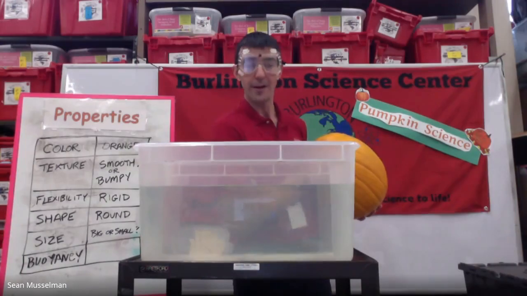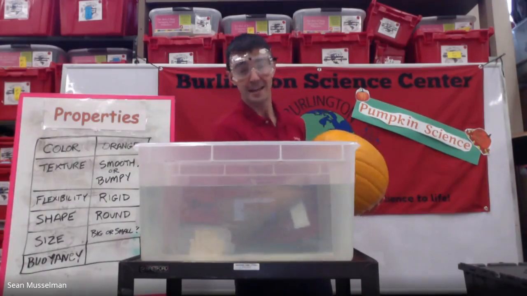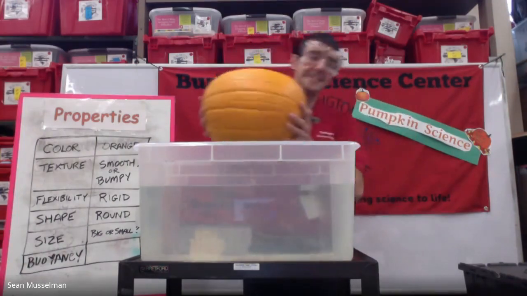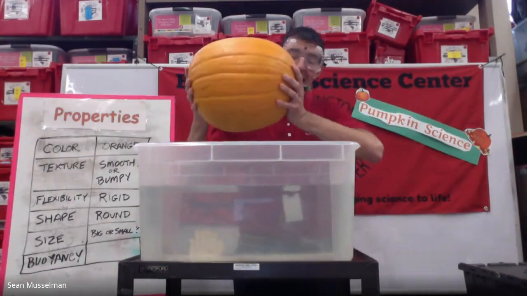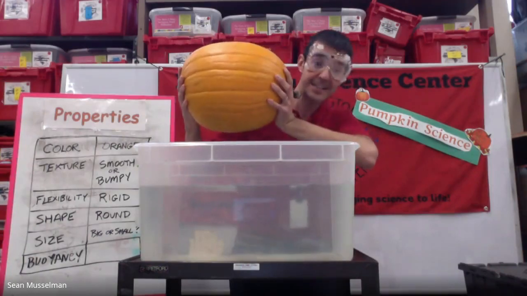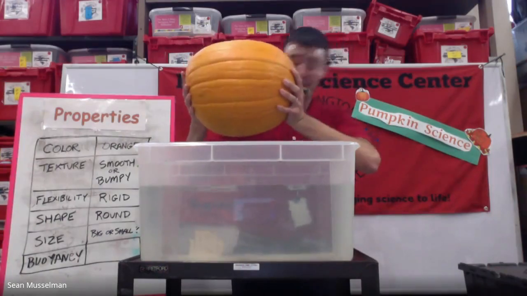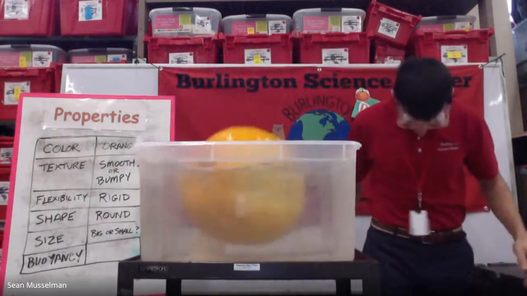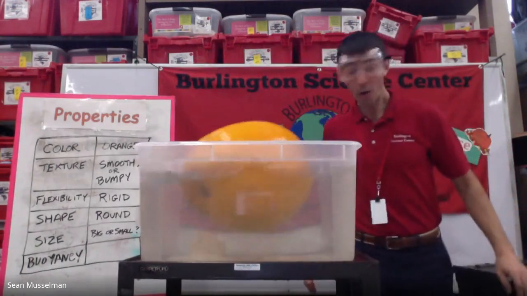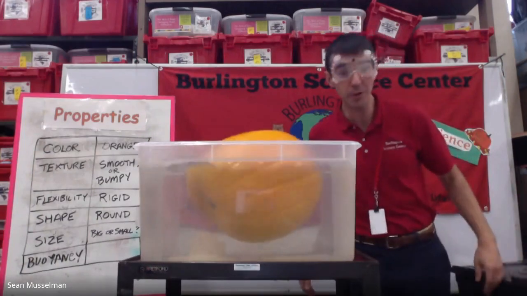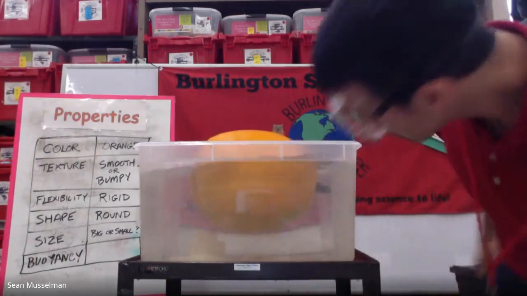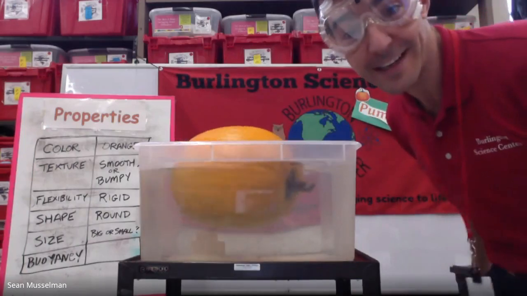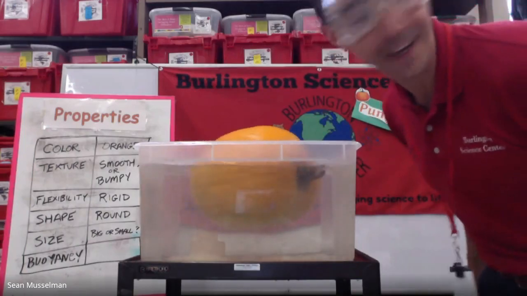So here we go. Let's count down from 10 before I drop this in. Will you count down with me? Here we go. 10, 9, 8, 7, 6, 5, 4, 3, 2, 1. Whoa! Can you believe it? It looks like this pumpkin is floating.